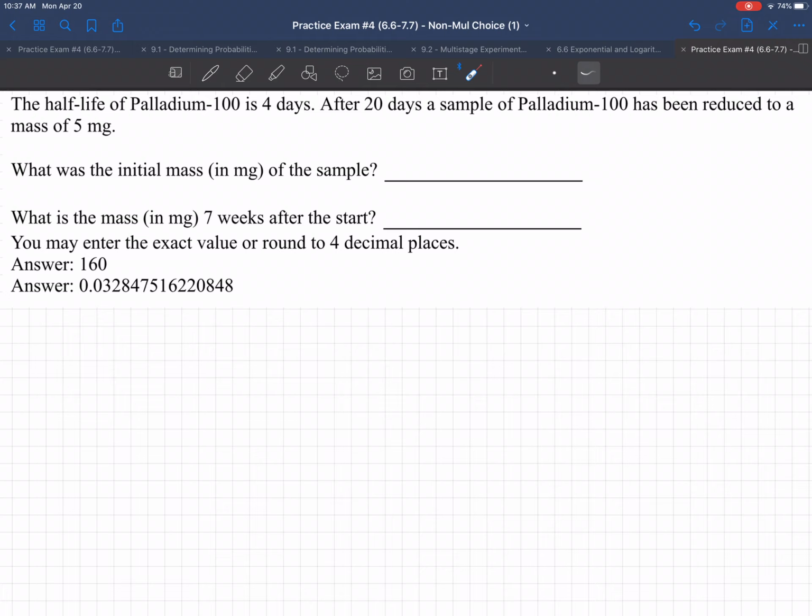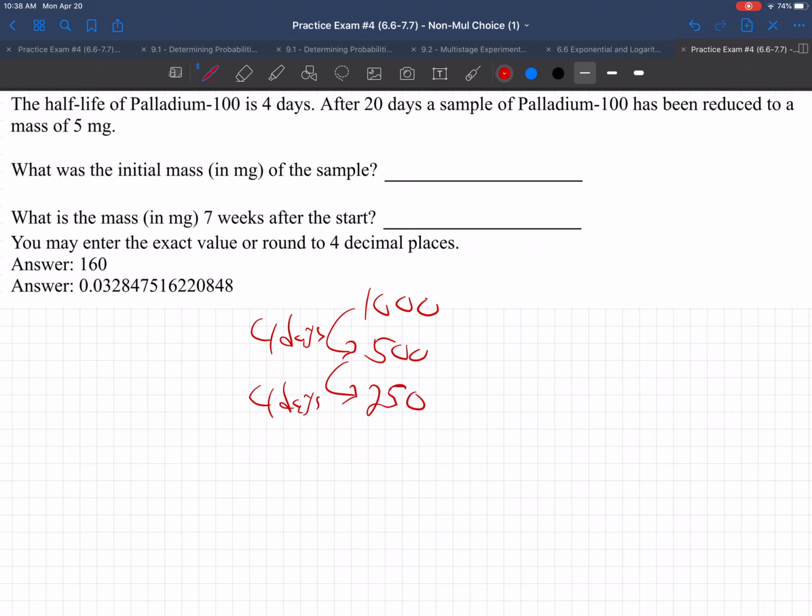So if you had 1,000 grams of it sitting in a dish on your lab table, then 4 days later it would be half of what it was, and then 4 days later it would halve again, and 4 days later it would keep cutting in half and half and half and half. That's what half-life means. So again, if you started with 1,000, then 4 days later it would be down to 500, and then 4 days later it would cut to 250. It doesn't go down 500 again.